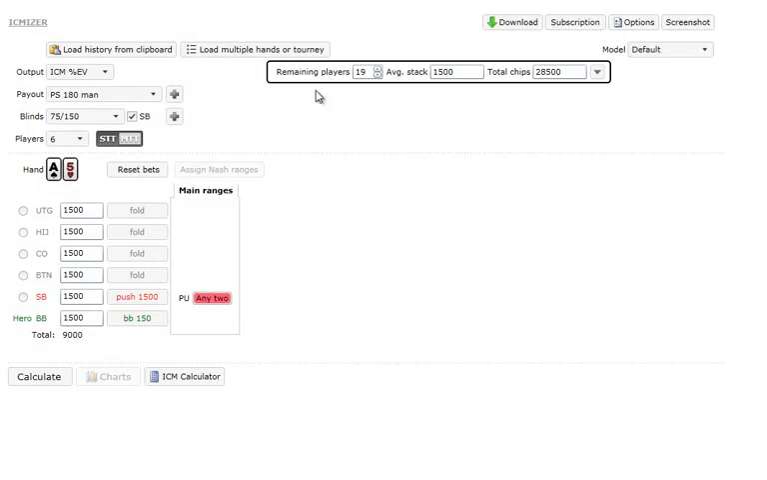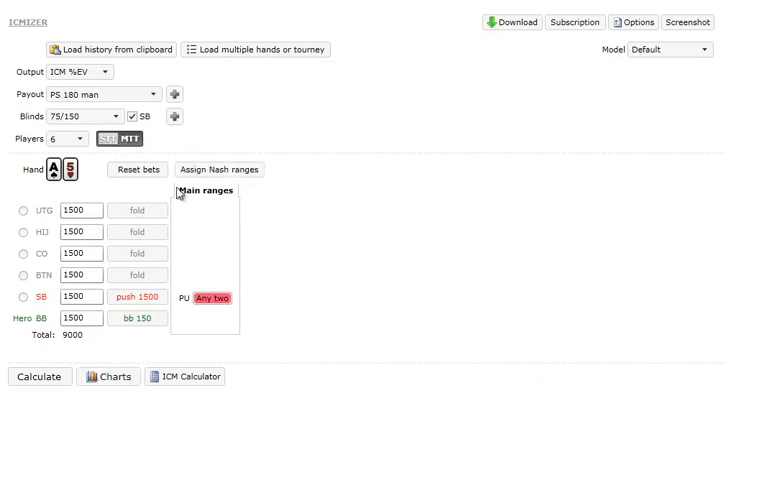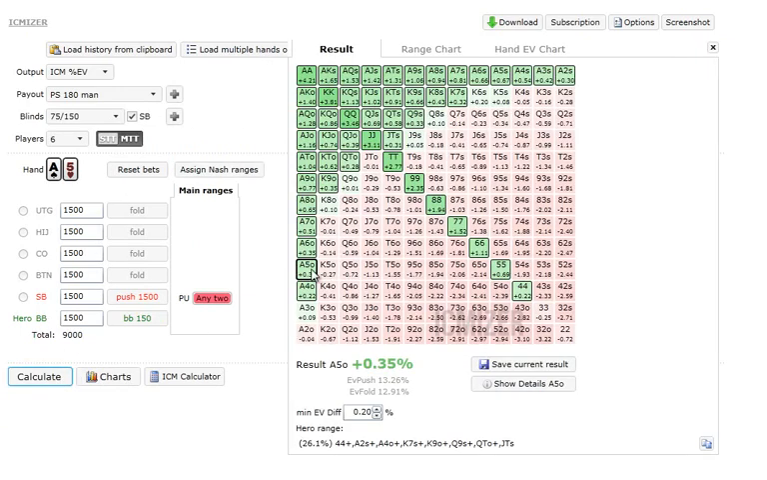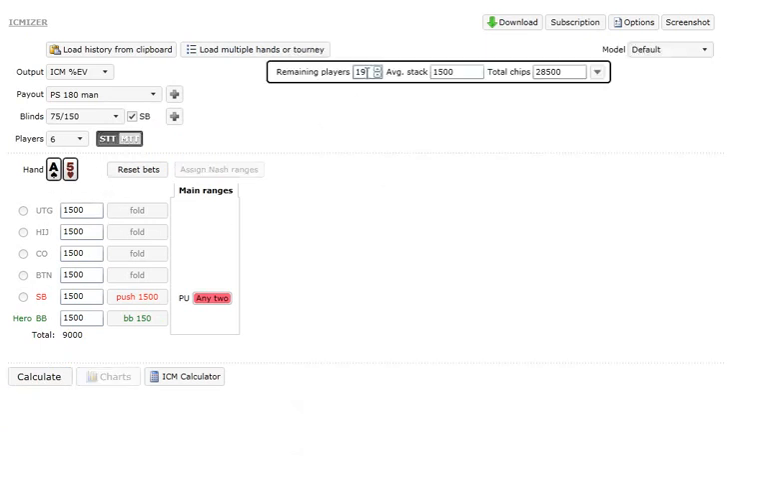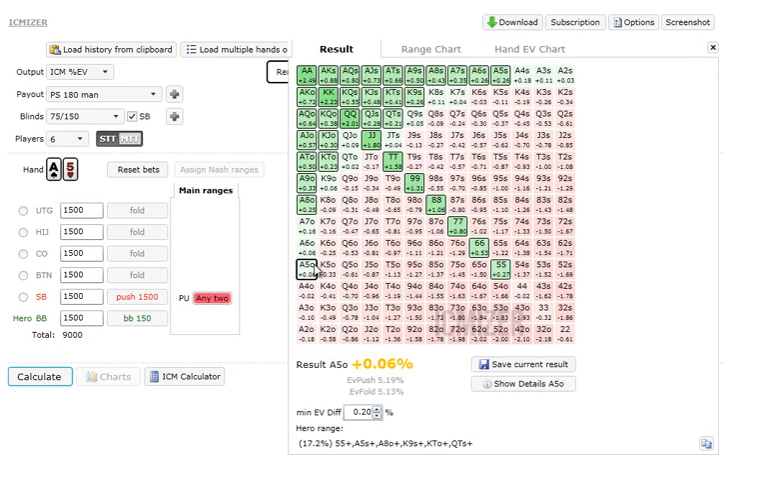Well, let's look again. What did you change? Oh, I got back to the bubble spot, because in this spot we are not on the bubble, so we can call wider. You can see, this is a normal final table with 6 players, and here we are now on the bubble with 19 players. So you switched it. Okay, so this is the difference. Let me show you what's going on.